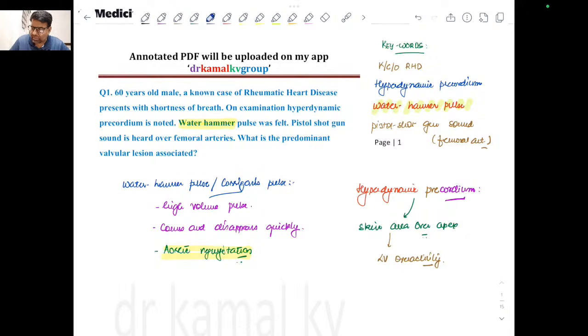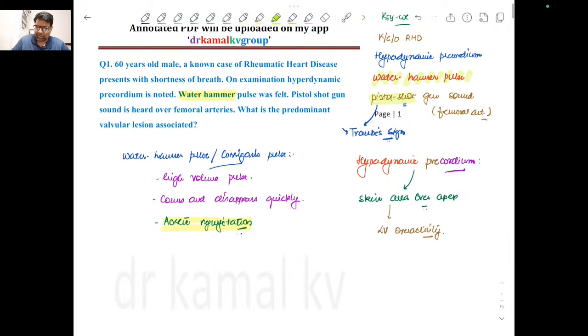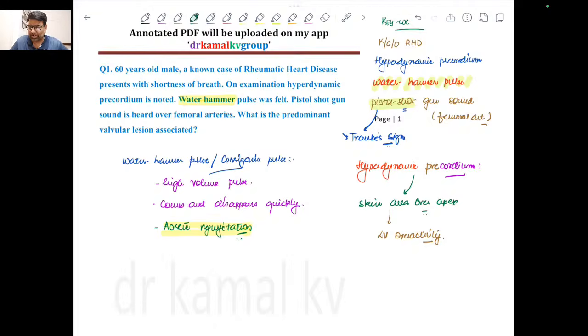Then again this pistol shot, this is one more classical word, although very less frequently asked in exams. Pistol shot is also indicative of aortic regurgitation, and this particular sign is known as Traube's sign. Right? So there are many clinical signs in aortic regurgitation, but this one is known as Traube's sign. So a classical presentation of aortic regurgitation.